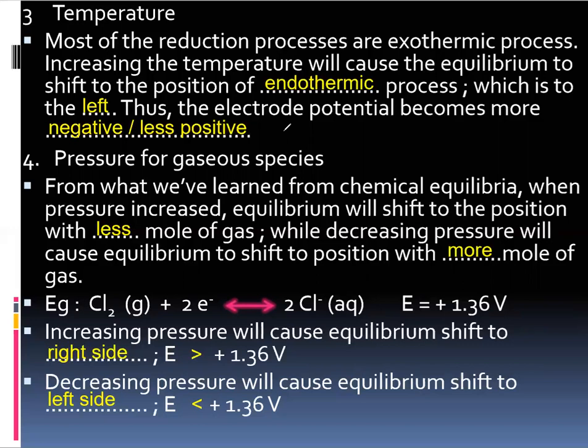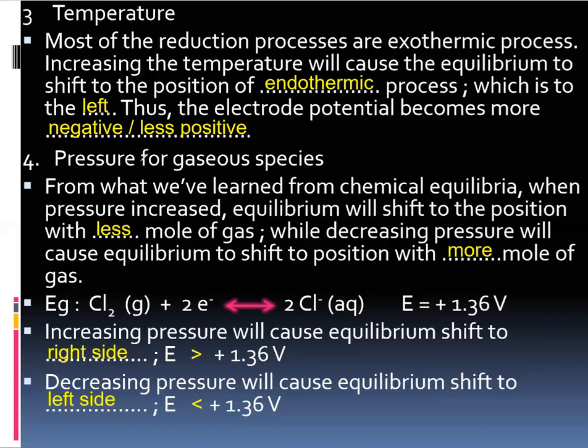So if you are increasing the temperature of such a reaction, it is going to be favoring the endothermic process, which is to the left. Thus, the electric potential becomes more negative and less positive. Of course, you know what happens when it is negative and when it is positive.